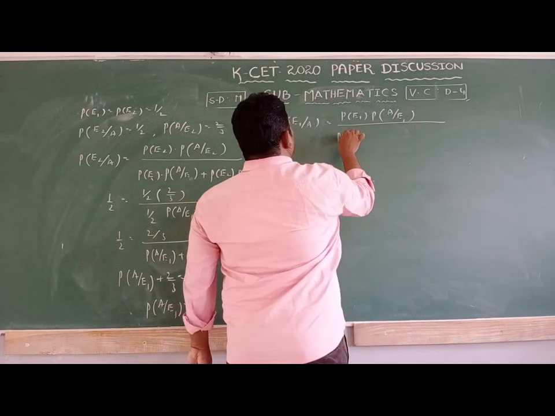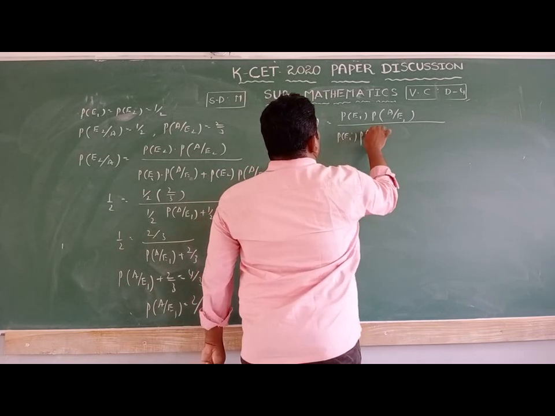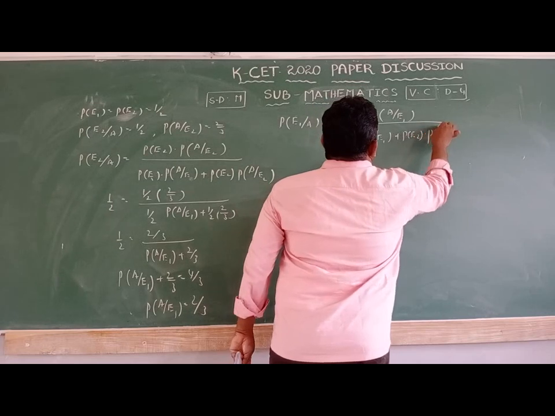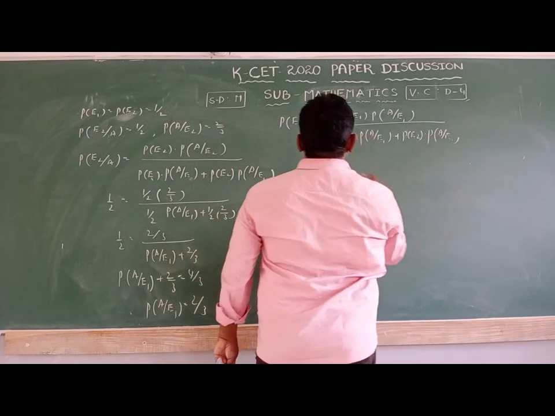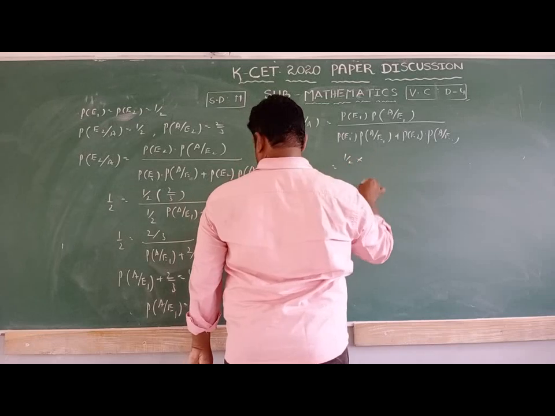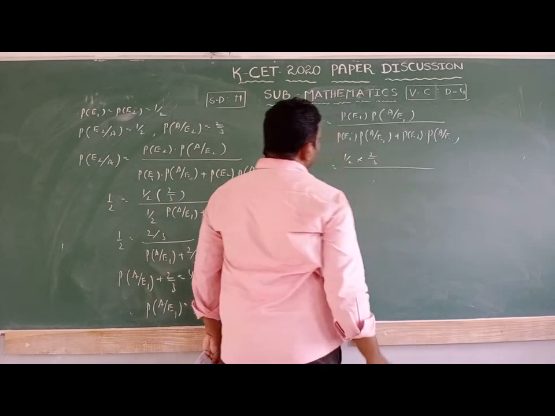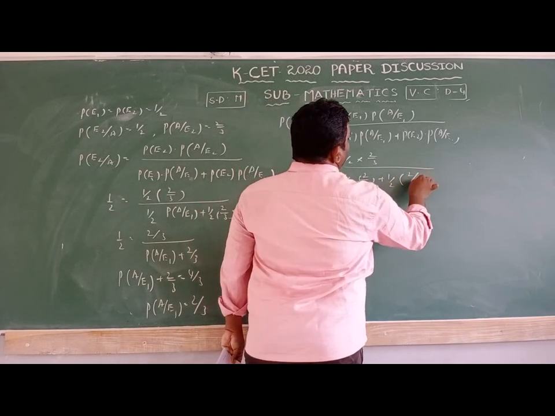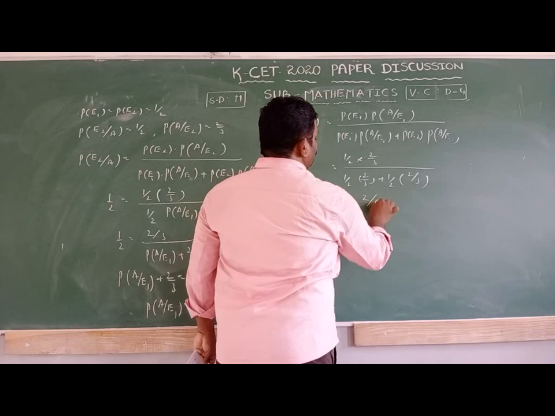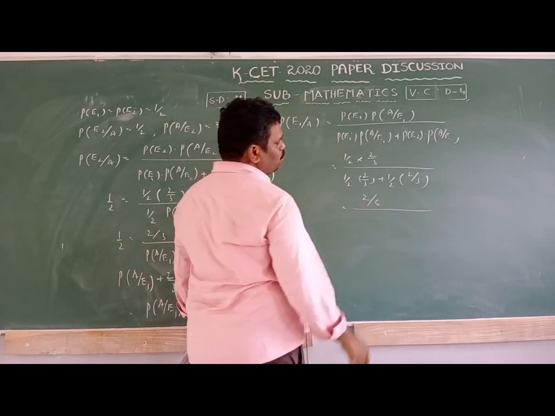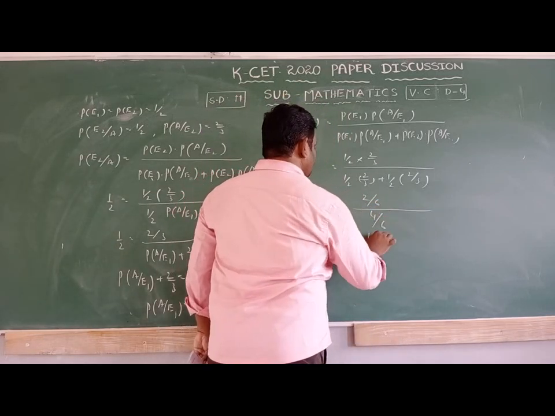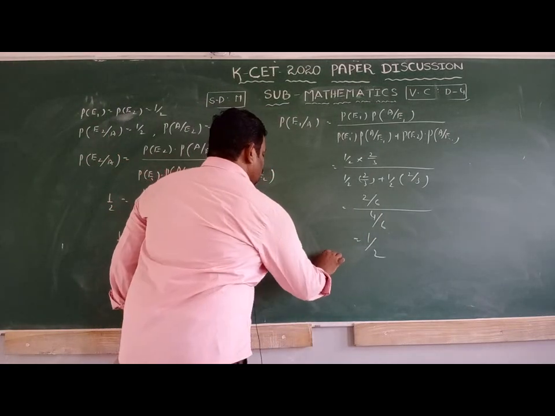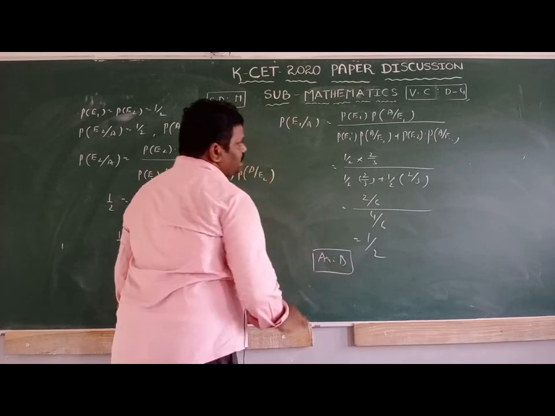Divided by probability of E1 into probability of A divides E1 plus probability of E2 into probability of A divides E2. Now we substitute my values: 1 by 2 into 2 by 3, plus 1 by 2, here also 2 by 3. The numerator is 2 by 6 and the denominator is 2 plus 2, that is 4 by 6. The 6 cancels, so it is 2 by 4, which means 1 by 2. So the correct option is the second option, answer B.